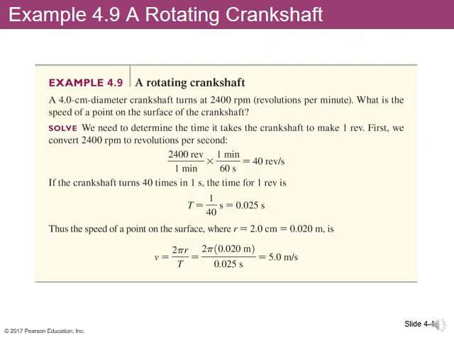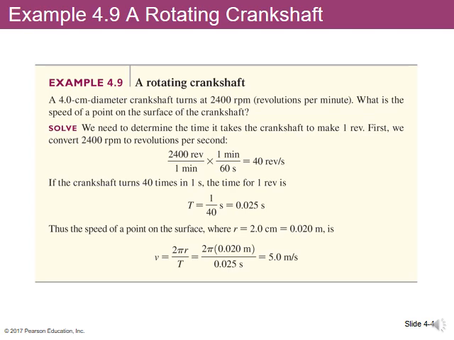So let's look at an example of calculating that. Imagine we have a 4 centimeter diameter crankshaft that turns at 2400 RPM. Now what does RPM mean, first of all? Well, it means revolutions per minute. And so anytime you see RPM, that's what it's going to stand for.